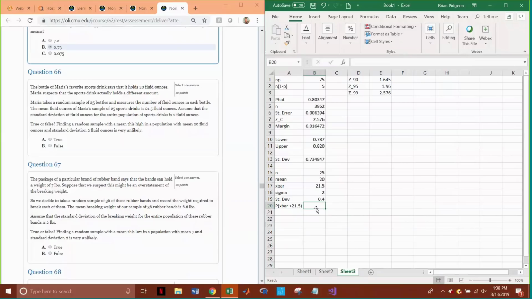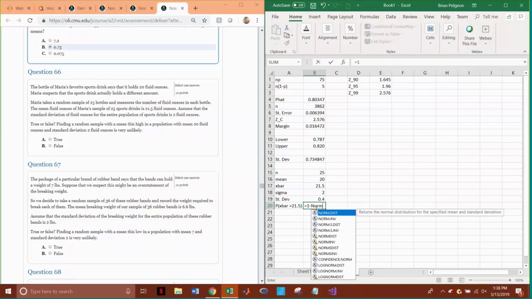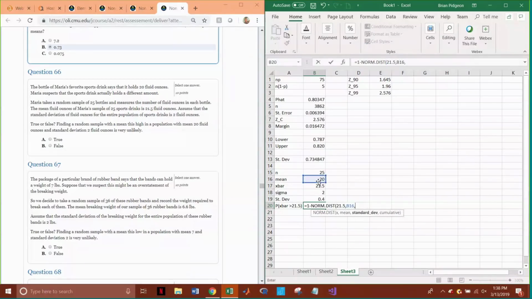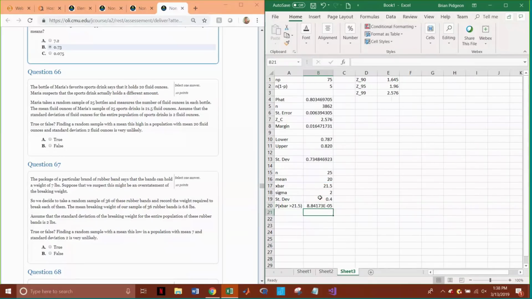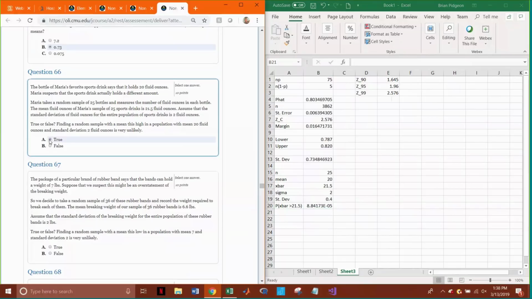It's approximately normally distributed because, let's see, approximately. Yeah, so we're going to do equal to 1 minus norm dist, 1 minus because we're doing greater than, 21.5. The mean is 20. The standard deviation is 0.4, comma 1. And so when we hit enter, we get that that probability is very, very small. So if our probability is very, very small, that means it is very unlikely. So true.